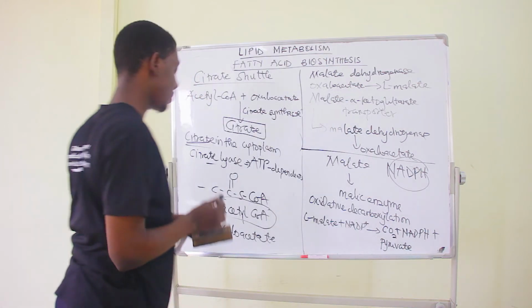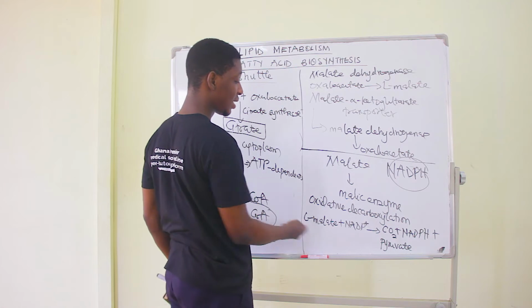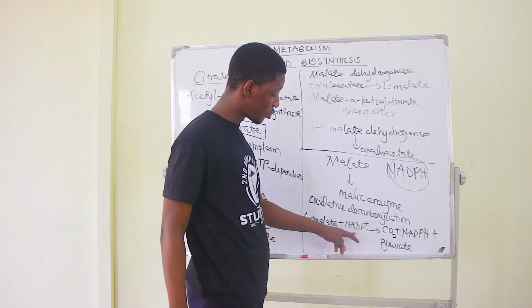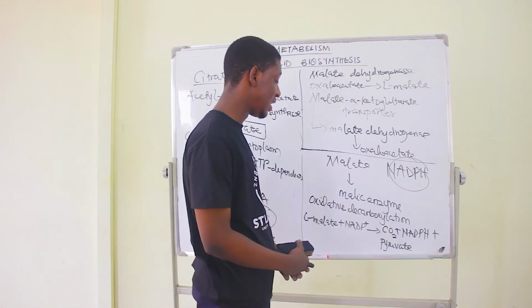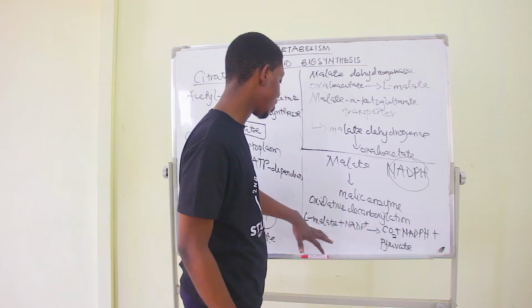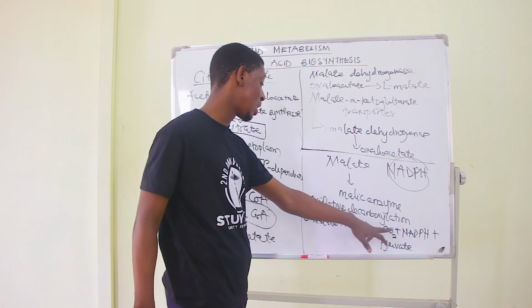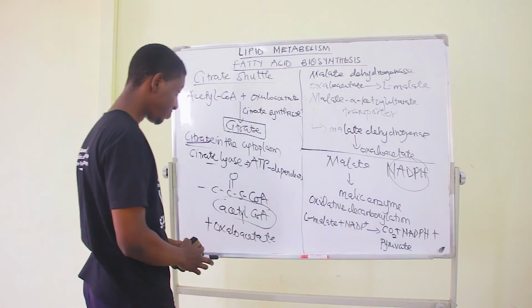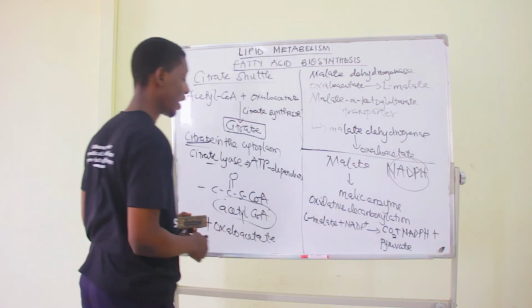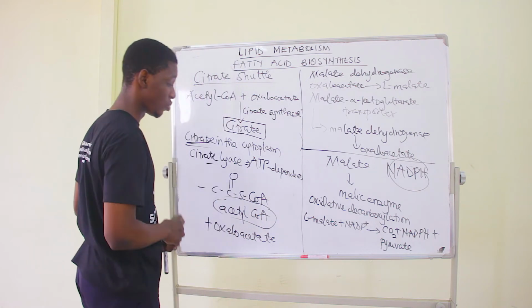So malic enzyme will act on L-malate and then take hydrogen, the reducing equivalent, give it to NADP plus to form NADPH, and then take away CO2 and give you pyruvate. You know malate is a 4-carbon compound, and then pyruvate is 3 carbon. So after CO2, 1 carbon is taken out, then you get pyruvate. Now, because we said that this process doesn't often occur, we've not balanced molecules, we've not got oxaloacetate back to the mitochondria.